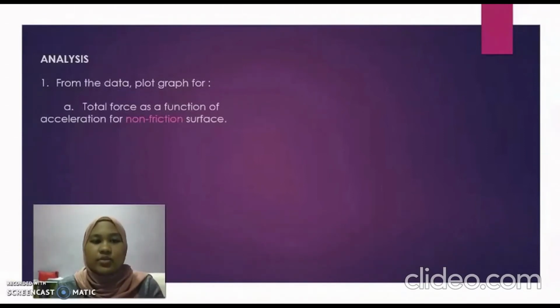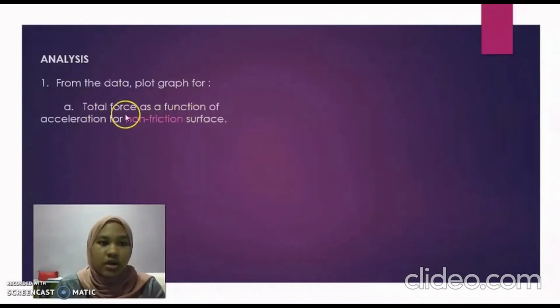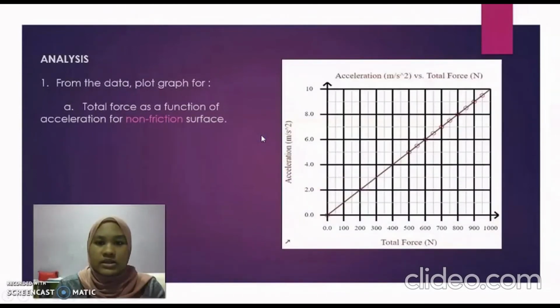So now I would like to proceed with the analysis of the lab report. So the first question is, from the data, plot a graph for total force as a function of acceleration for non-friction surface. As you can see here, we have the graph of acceleration versus total force, and the graph is linear. At the y-axis, we have acceleration. At the x-axis, we have total force.